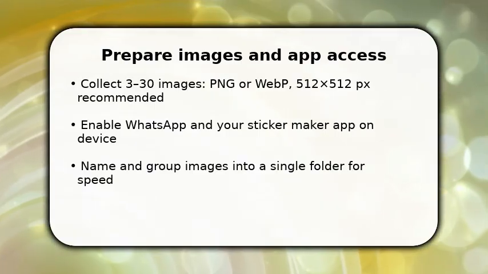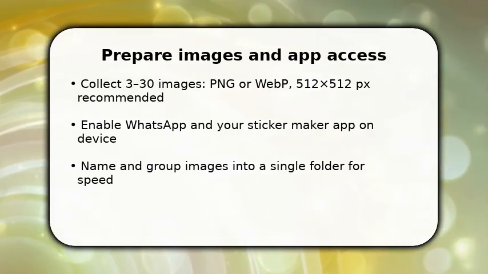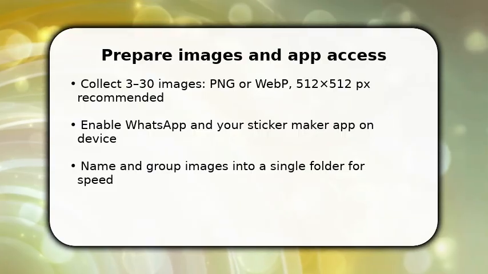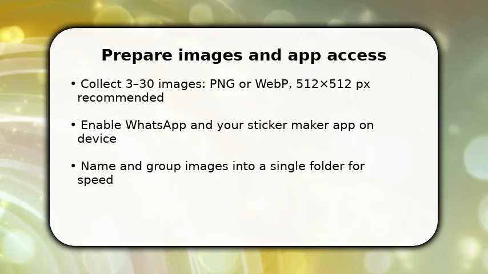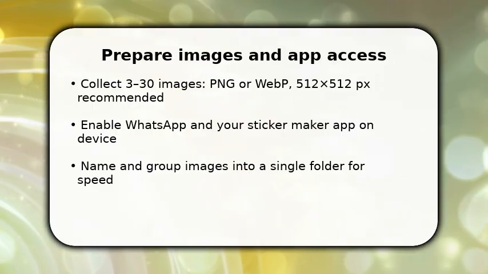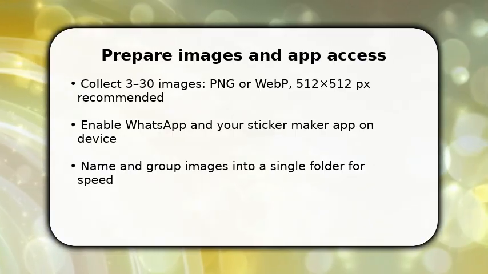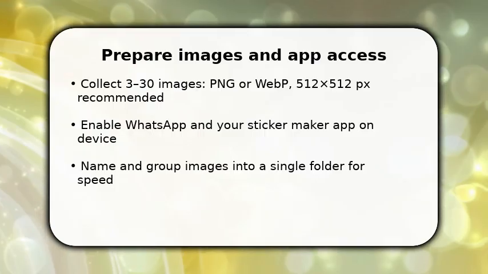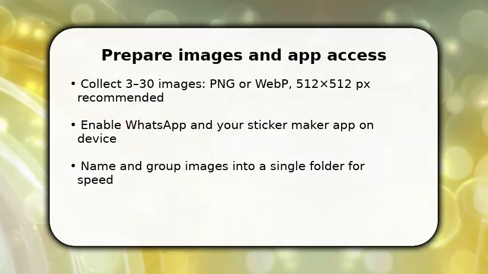You start by picking the images you want as stickers and making sure you have both WhatsApp and a Sticker Maker app installed. Once you have 3 to 30 images, resize or convert to 512 x 512 pixels and PNG or WebP format. This ensures transparency and crisp display. Make sure each file is trimmed close to the subject and group them in one folder so you can import quickly.